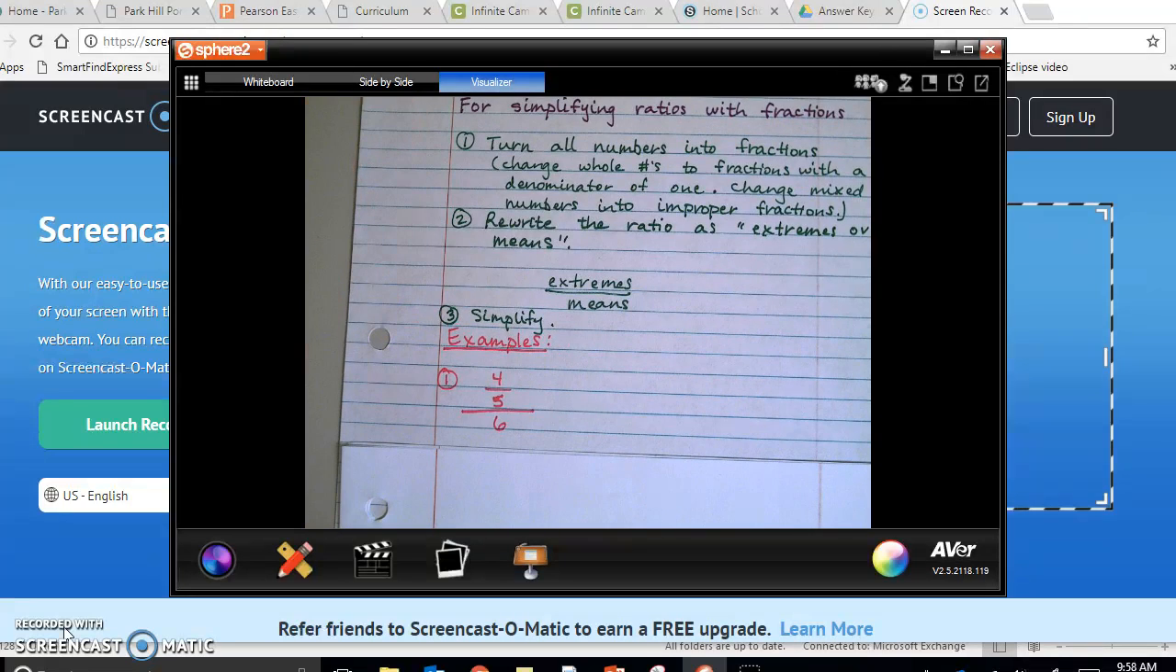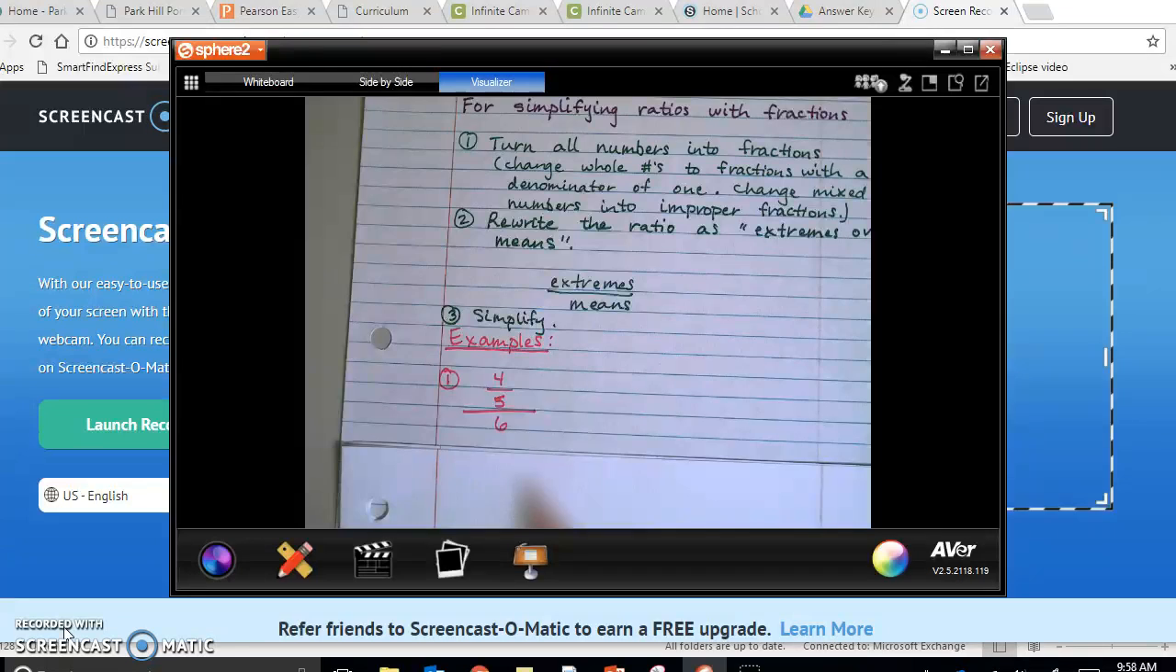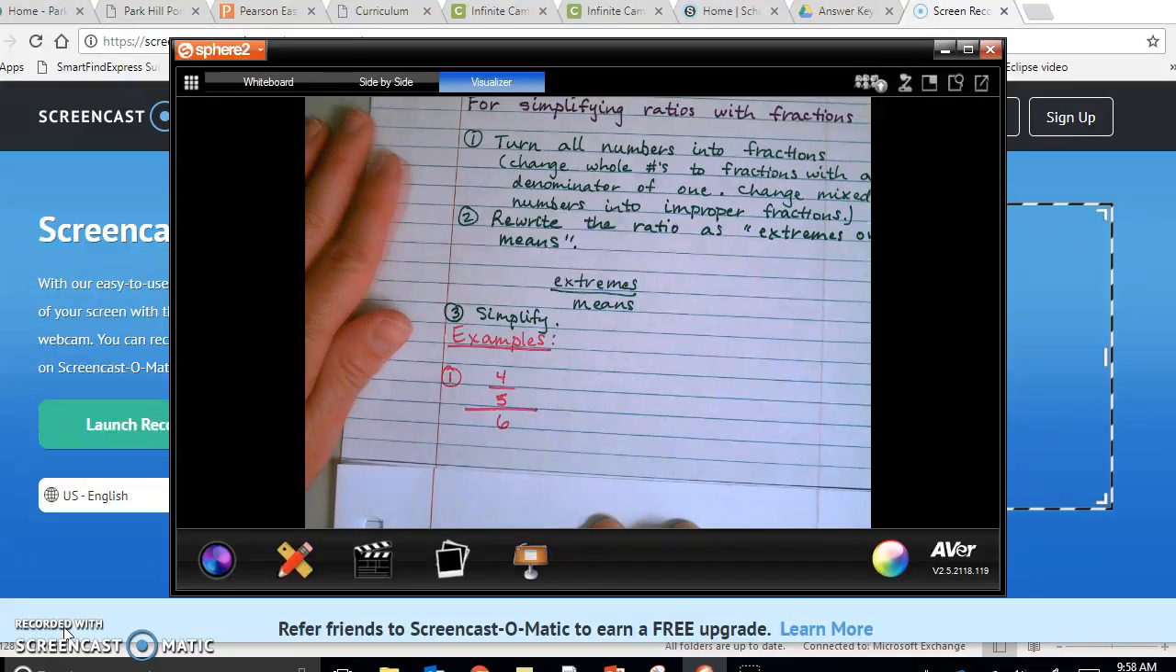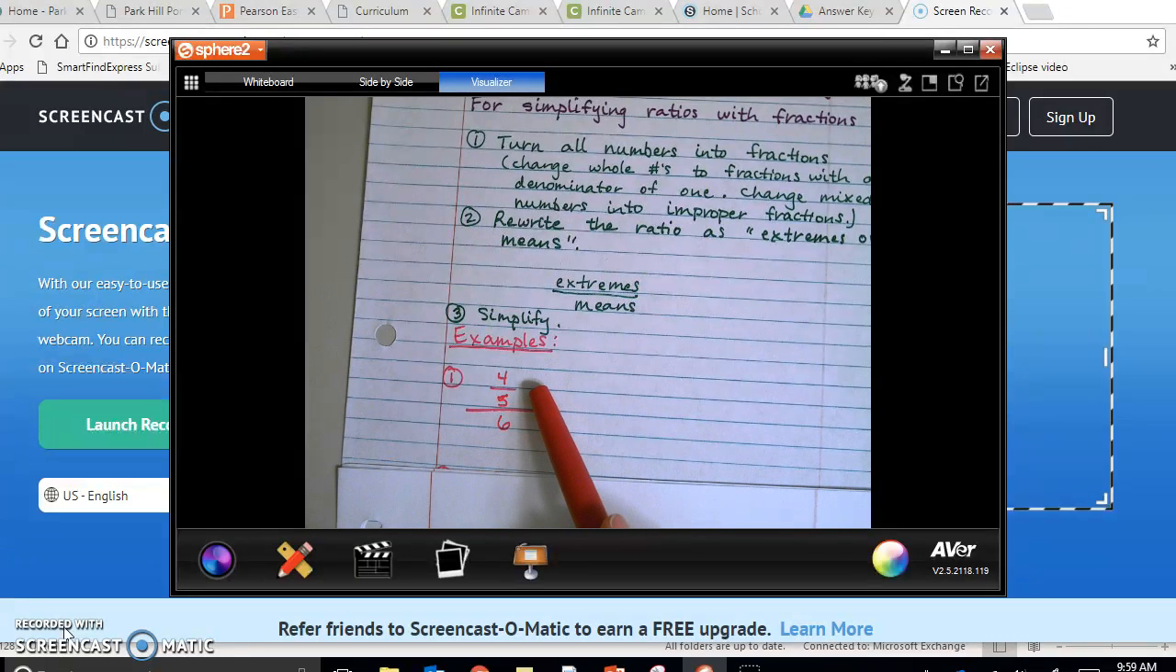Here is an example problem. If we have the ratio of 4/5 to 6, this is messy to try to simplify. We have talked about multiple strategies for solving these depending on where the fraction is. Now you can use this extremes over means strategy for every single problem. So here's how it works. My first step says to change all numbers into fractions. I have a fraction on top, so that stays, but on the bottom I have a whole number, so I'm going to rewrite 6 as a fraction by putting it over 1.